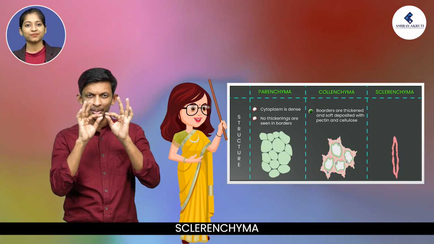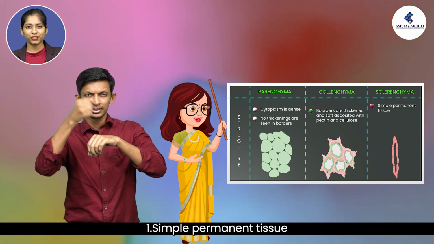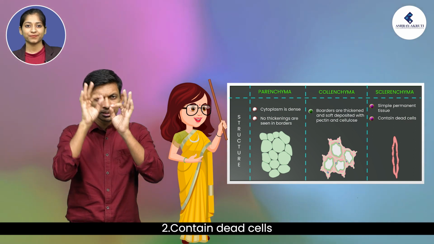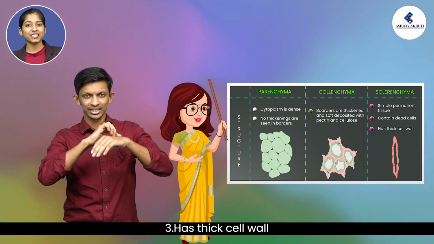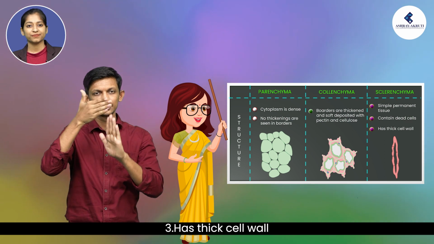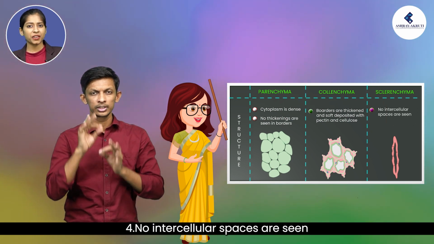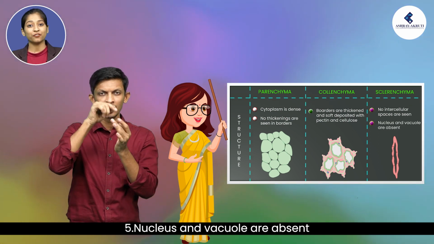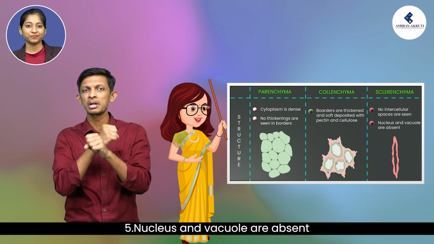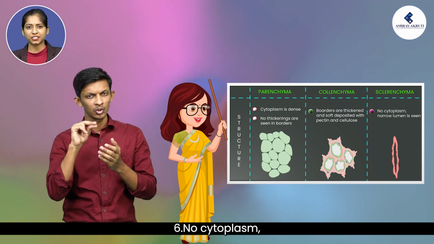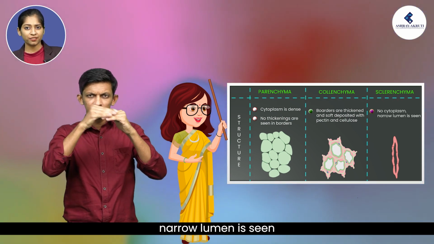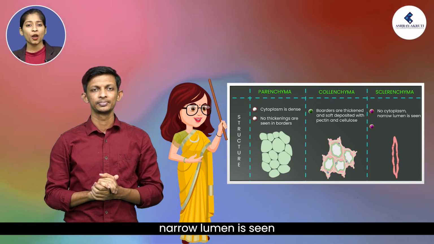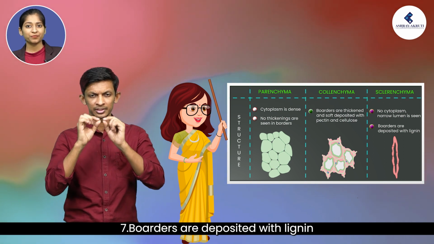Sclerenchyma, simple permanent tissue, contains dead cells, has thick cell wall. No intercellular spaces are seen. Nucleus and vacuole are absent. No cytoplasm, narrow lumen is seen. Borders are deposited with lignin.